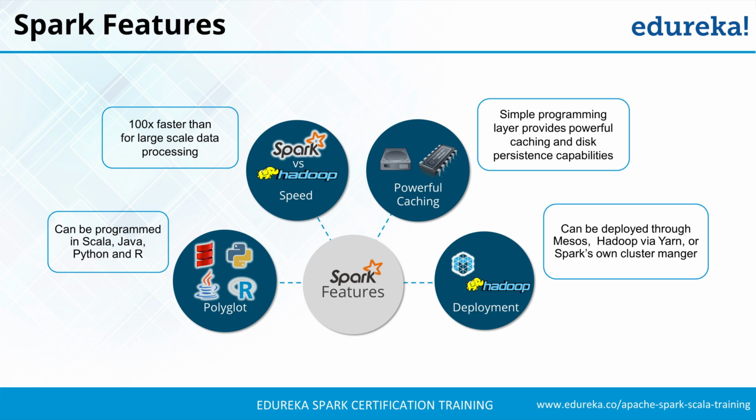Now when we talk about Spark features, it can be programmed with multiple languages: you can use Scala, Java, Python, or R. This is called polyglot. It is almost 100 times faster than Hadoop. We have just learned that it is because it does not do input-output processing, thus making it very fast in computation. Even the caching is very powerful here, so your disk persistence and caching are very powerful. And for deployment you can use Yarn, Mesos, and it even has its own standalone cluster as well. So those are the features of Apache Spark.